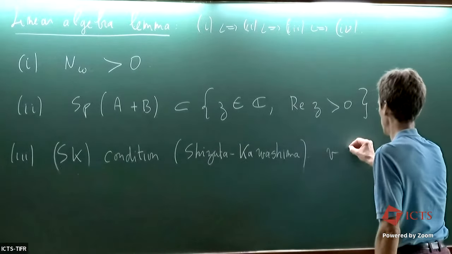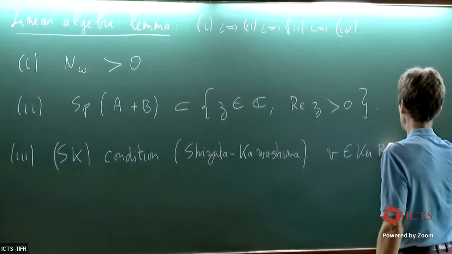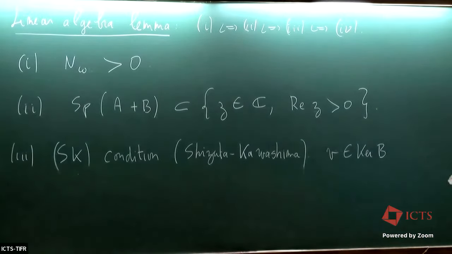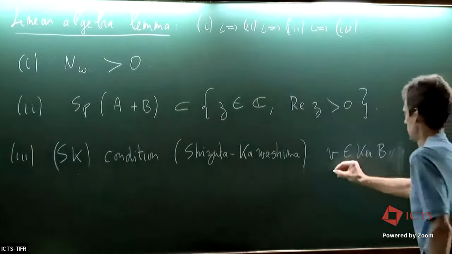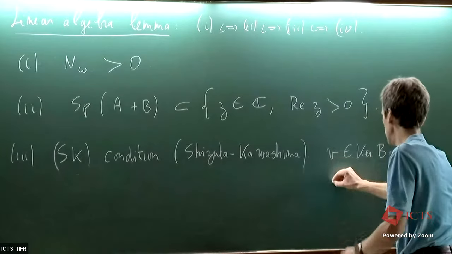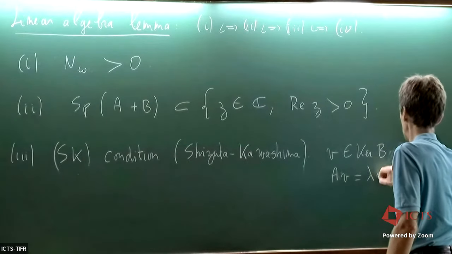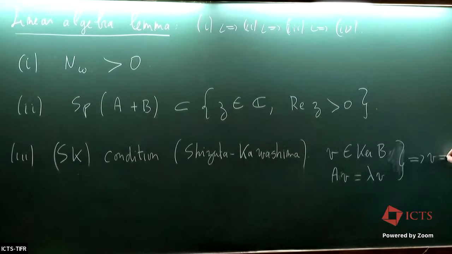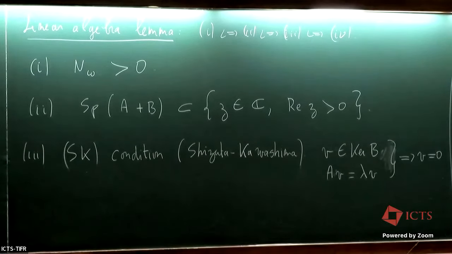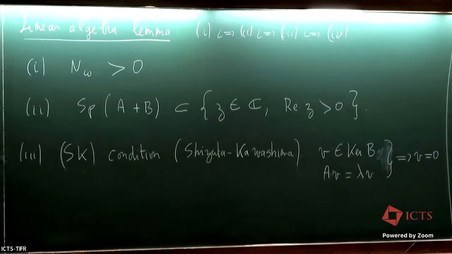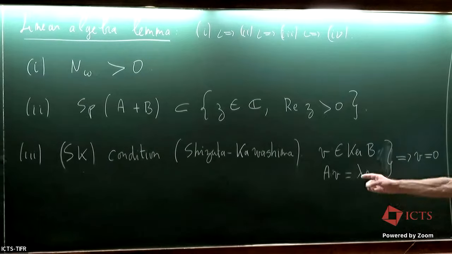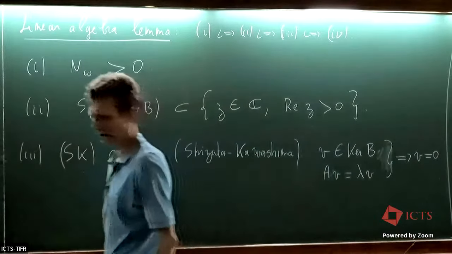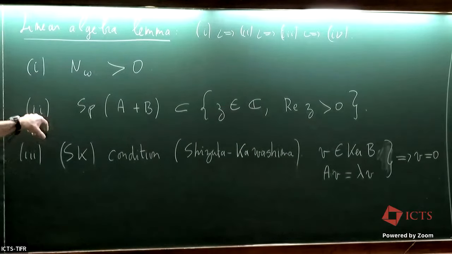if you have some element V in the kernel of B, and you assume in addition that V is an eigenvector for A, so if you have the two conditions together, then necessarily V equals 0. Which means that somehow the eigenvectors of A have to be damped by B, which explains why in the end you have some decay.